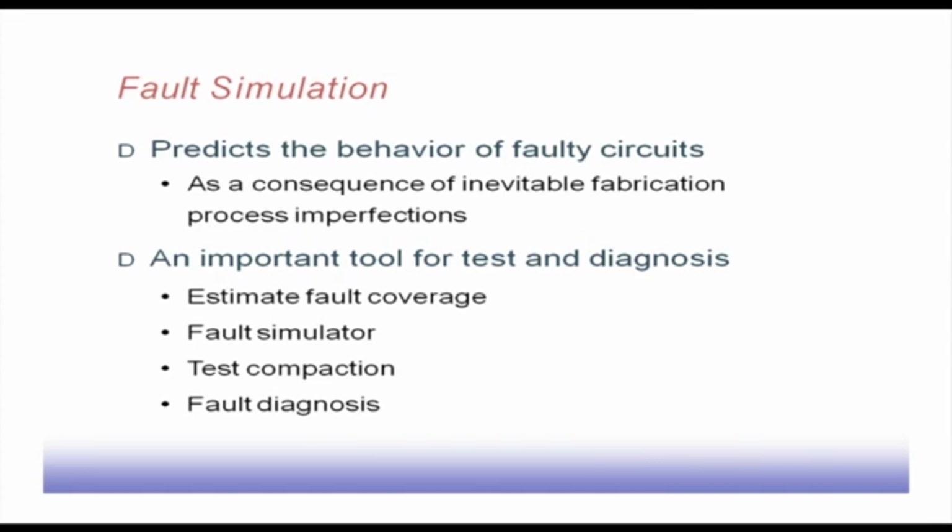It can also help us in test compaction, because one particular fault may be detected by a number of patterns. So, it may be true that I do not need to apply all those test patterns for testing a particular fault. Can we select a subset of test patterns from a given set, so that all faults are covered, but we do not apply all the patterns? That is the process of compaction, and it can be done to reduce the test application time and test data volume.